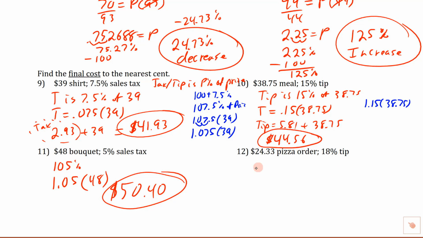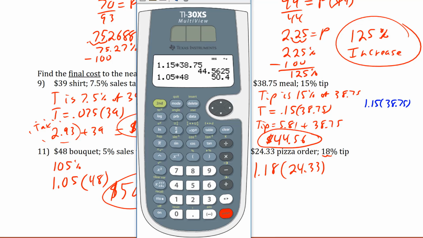And then we've got an 18% tip. So again, 100% plus the tip, 0.18. Again, move that decimal over. That's why it's 1.18. 100% for the price we're going to pay, then the 18% tip, on 24.33. Grab the calculator. So we're going to do 1.18. These go very quickly once we get used to how to do these.